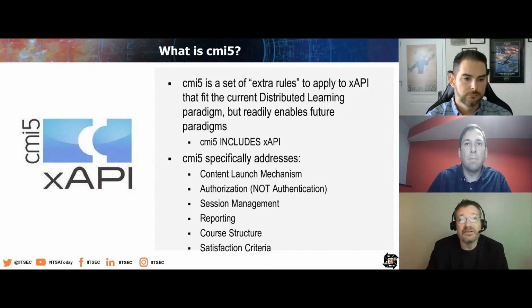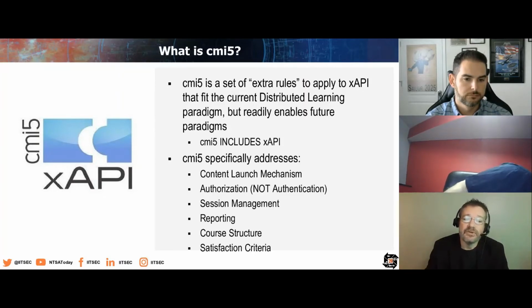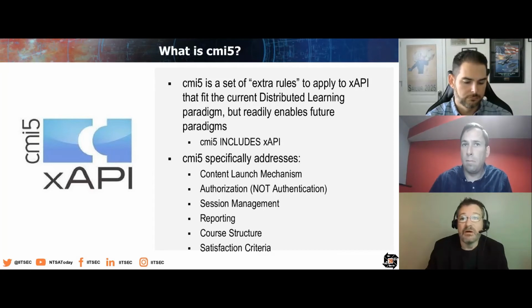First, there's the packaging and import of content as well as content launching mechanism. The importing is similar but different from SCORM, and we'll talk about that later. Authorization to content is provided in cmi5, but not authentication of the user. Authentication is the role of the learning management system, or the LMS. cmi5 doesn't care how the LMS does this, whether it be through fingerprint, voice ID, key cards, or an easily guessable password. It just doesn't care. It's not cmi5's issue. It's the LMS's issue.